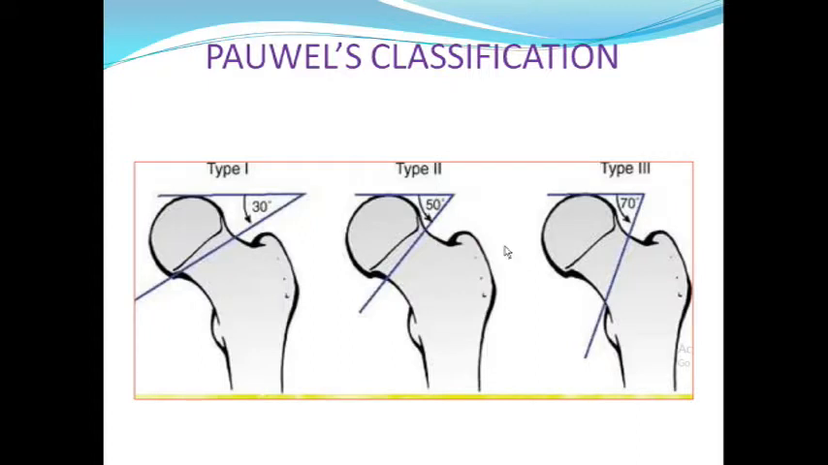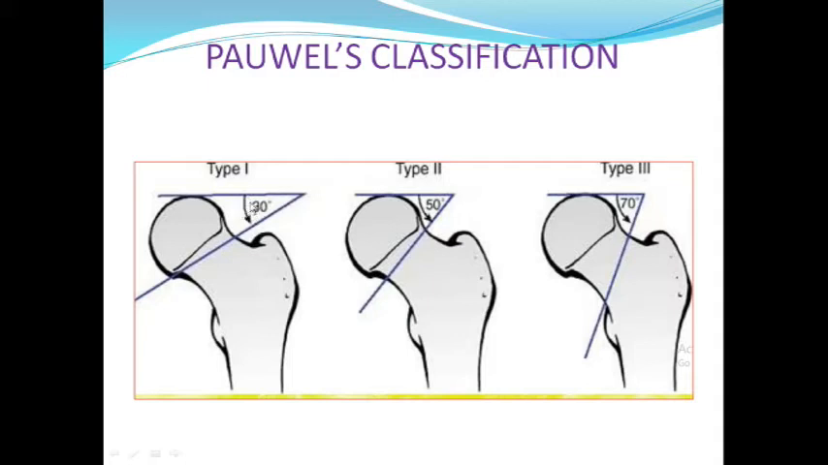So now coming to the second classification, Powell's classification. Now this classification also has three types. It is based on the angle formed between a horizontal imaginary line and the fracture. Suppose this is the fracture line here, and we draw a horizontal line here. Where they meet, we find out what the angle is.